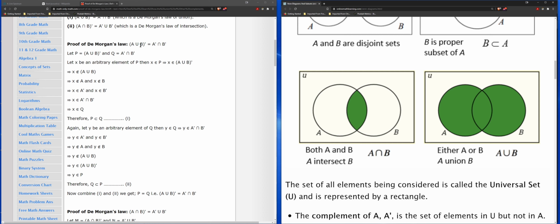Okay, so we showed that the set on the left hand side is a subset of the set on the right hand side, and the set on the right hand side is a subset of the set on the left hand side, and that would in fact justify the set equality.